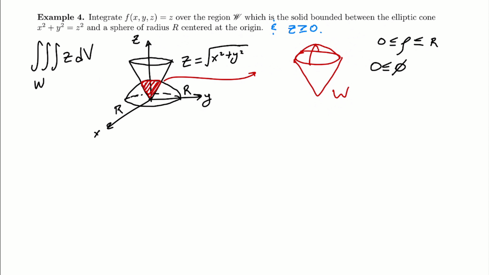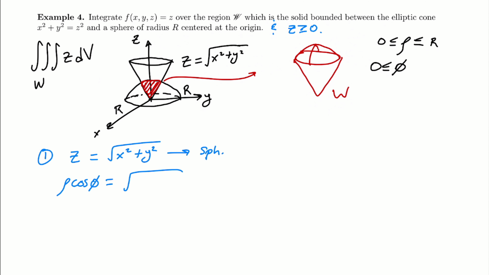What we did figure out last time in a previous problem is that there's a couple options here. Option 1, you can just take this equation and convert it into spherical coordinates. Well, z is rho cosine phi. And in a previous example, we learned that x squared plus y squared turns into rho squared sine squared phi. Take the square root, you get rho sine phi, rho cosine phi. Rho's cancel.